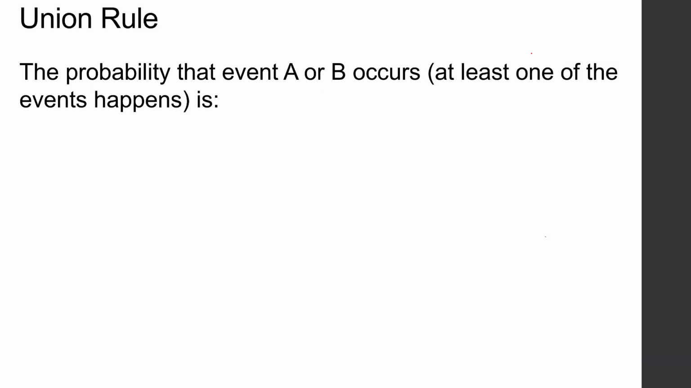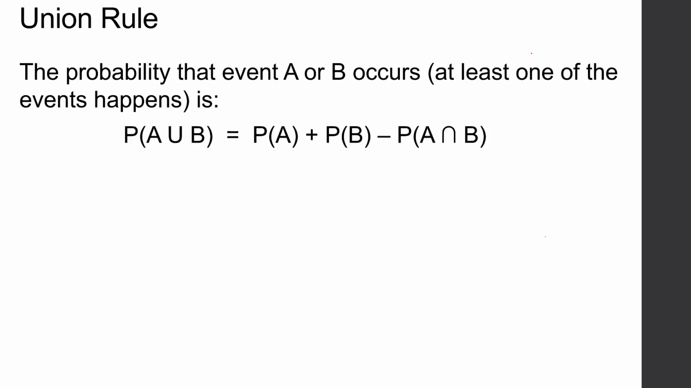All right, the union rule is sometimes known as the addition rule. The probability that event A or B occurs, so at least one of the events, is the probability of A union B. This symbol is the union symbol and it goes with the word or. It's equal to the probability of A plus the probability of B minus the probability of A intersect B. So this symbol is intersect, and this symbol is union. So the intersection symbol is kind of like the upside down union symbol.